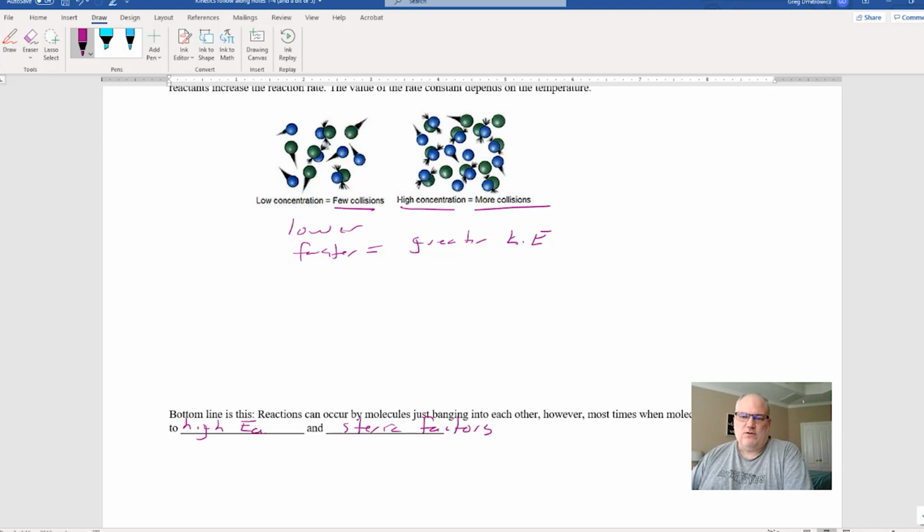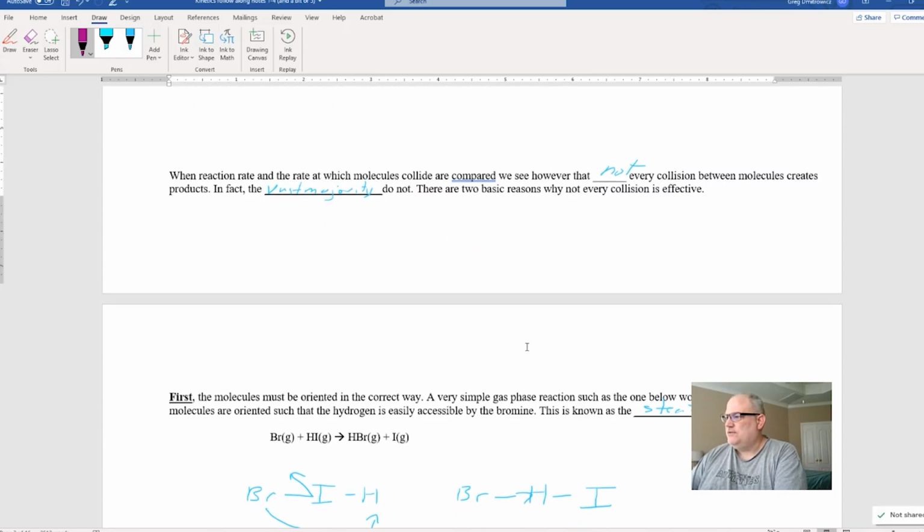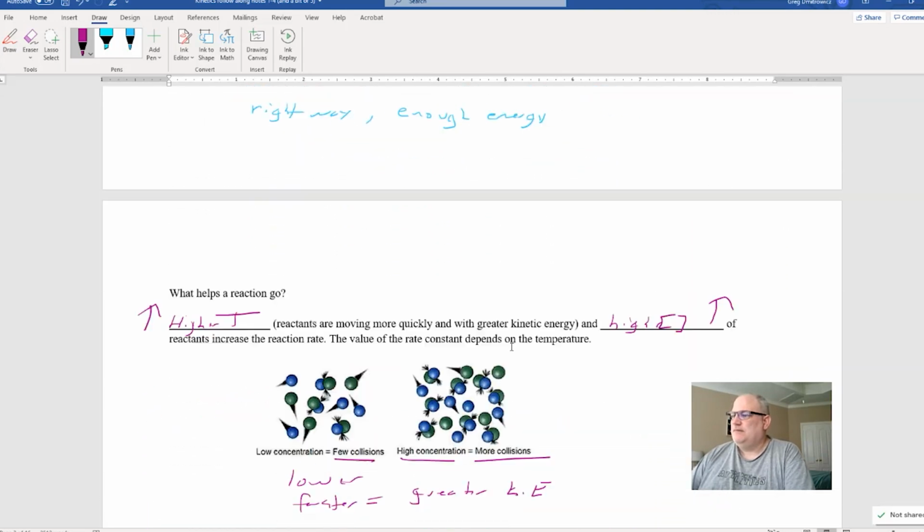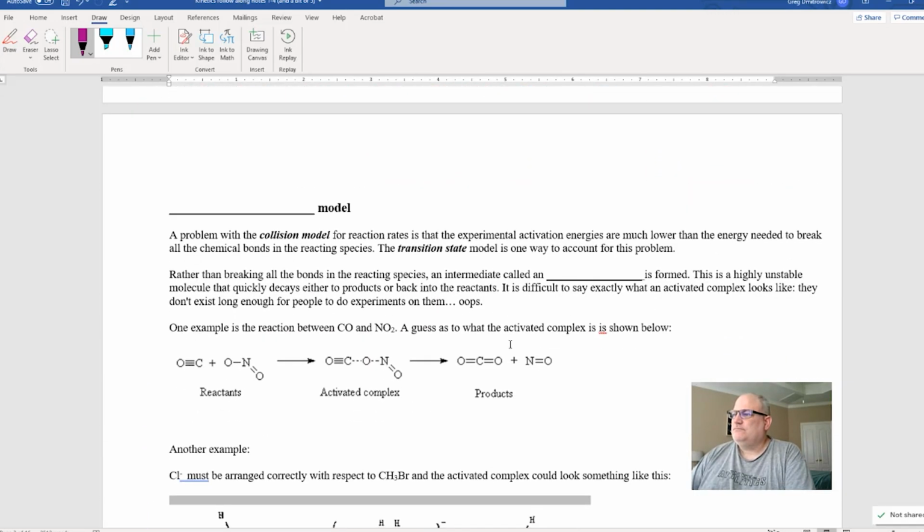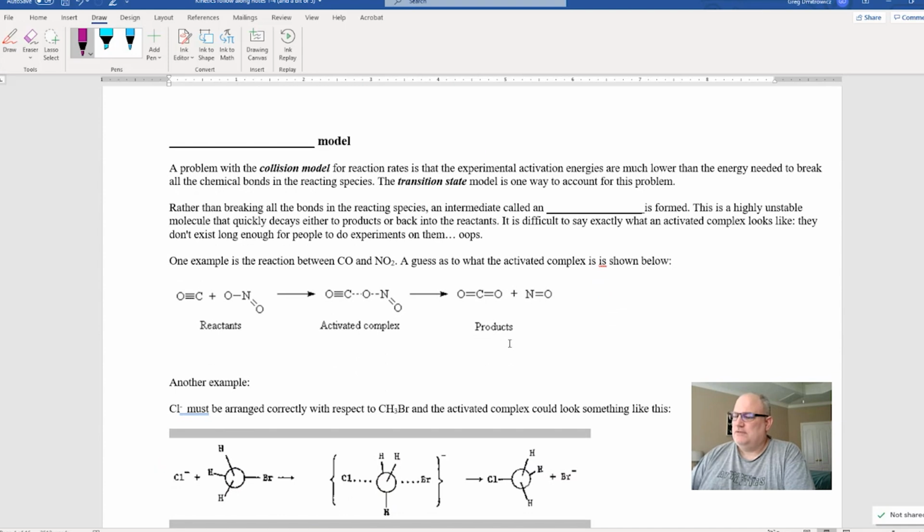We have a new model that we're going to look at, and that new model is called the transition state model. So let's go over here and let's scroll down. Of course, I have some issues with my screen. There we go. So it's called the transition state model. Let's drop that in here at the very top. Transition state model.